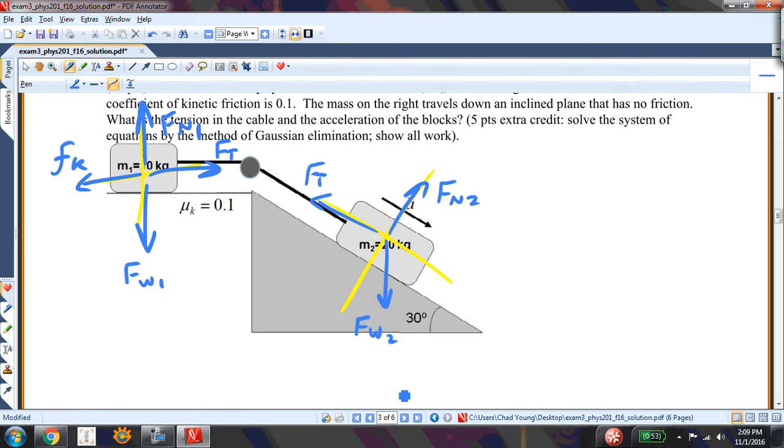Okay, so let's deal with this first one over here. First off, I can say that the sum of the forces in the y direction is Fn1 minus Fw1, and that's equal to 0 because it's not moving in the y direction. So Fn1 is equal to Fw1, which is equal to m times g, which is 100 newtons. So that is my normal force, Fn1.